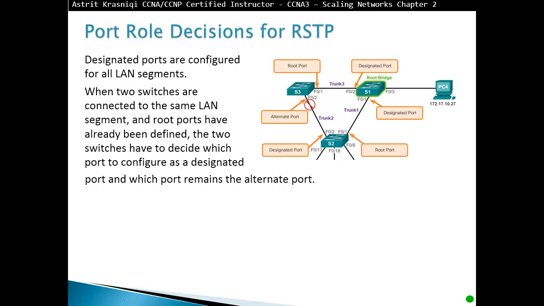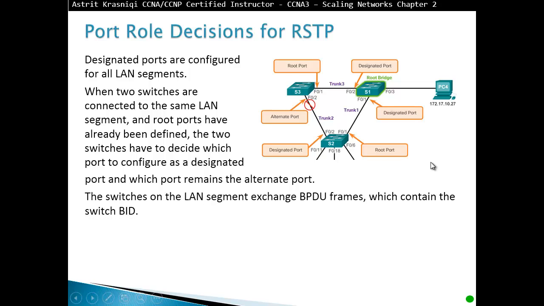When two switches are connected to the same LAN segment and root ports have already been defined, the two switches have to decide which port is configured as a designated port and which port will remain an alternate port. So here, on this link, we cannot break up the loop here. So they need to find out which one is going to be the designated and which one is going to be alternate. The way they find out is the switches on the LAN segment exchange the BPDU frames, which contain the switch bridge ID.